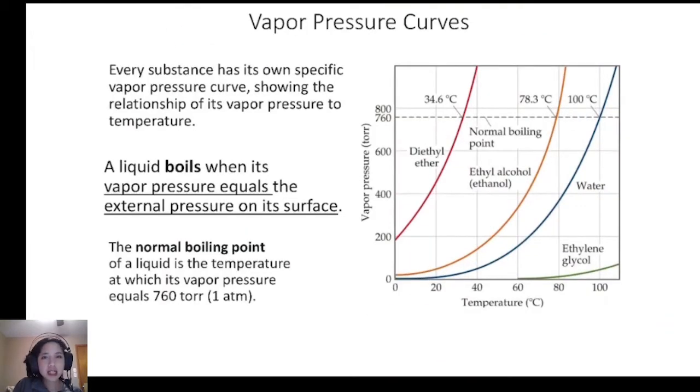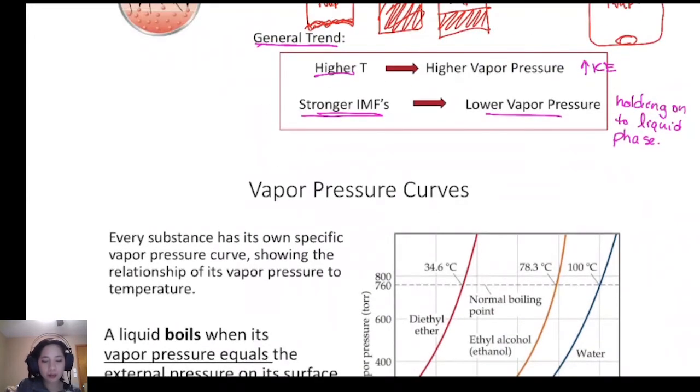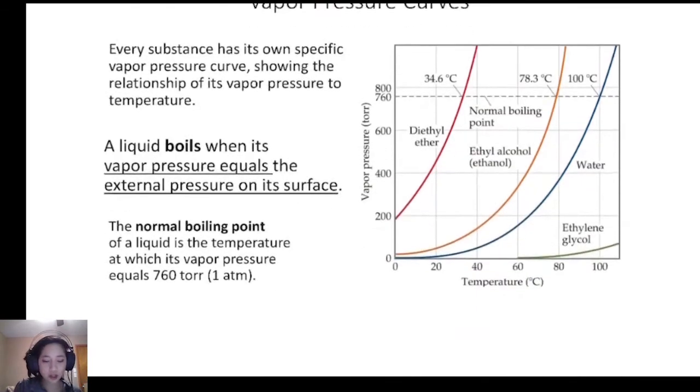Okay, so let's take a deeper look into vapor pressure. We talked about how vapor pressure changes. You typically see higher vapor pressures at higher temperatures, and lower vapor pressures with stronger intermolecular forces. This gives way to different types of vapor pressures given by different types of substances, depending on how much intermolecular forces are available.